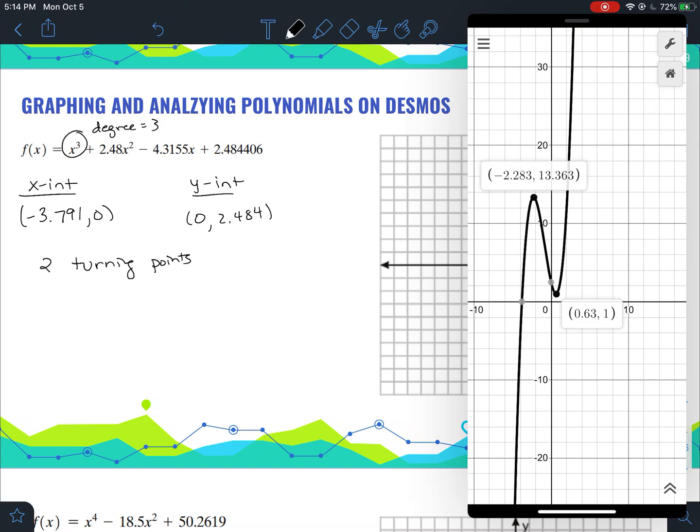Its degree was 3. So having two turning points makes sense, and it's an even coefficient, so it should start down and end up for its end behavior, and it does.